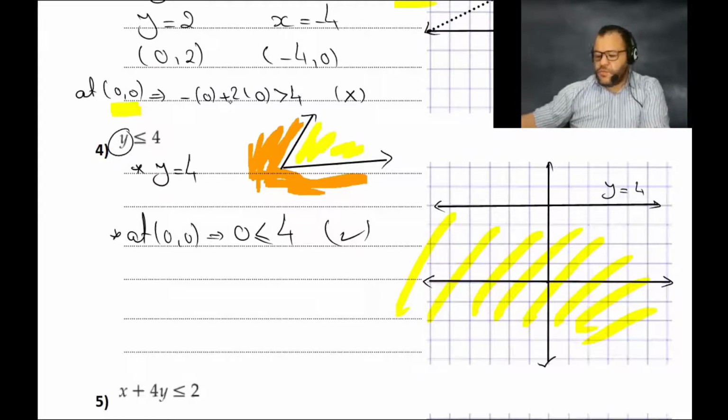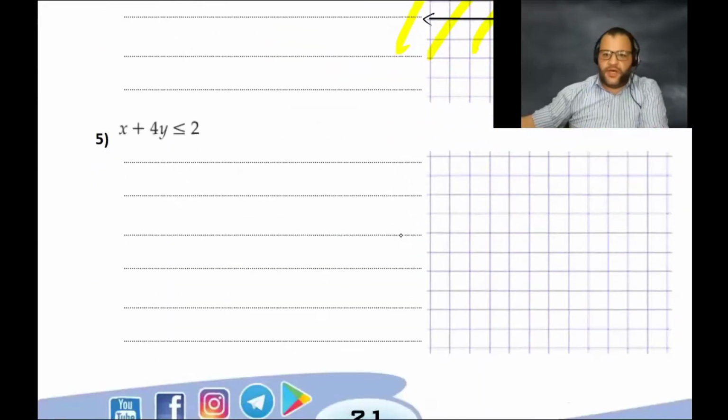Yes. Okay. So for number 5, how can we solve number 5? In the same way. x plus 4y. Can you solve it, please? Now, any problem for the inequality? No, sir. Can you solve number 5 and send it to me? Yes. Okay. Solve it and send it to me.